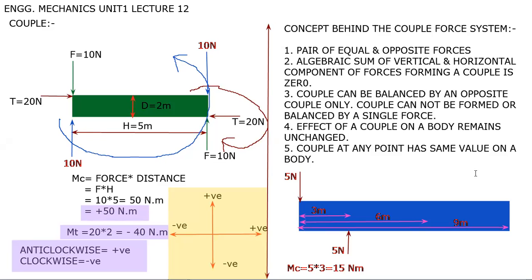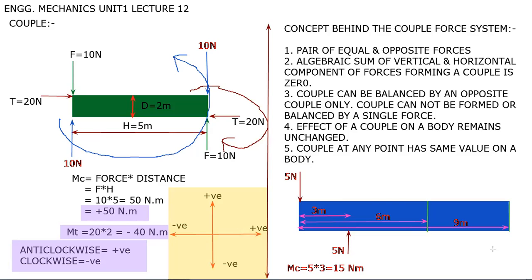So the effect of this couple at the 6 meter also will remain the same, and at the 9 meter also the effect will remain the same. So this is our fourth point, that the effect of this couple will remain the same at the 6 meter from one end and at the 9 meter also from the left end. So the effect will remain the same at any point. This is our fourth characteristic.